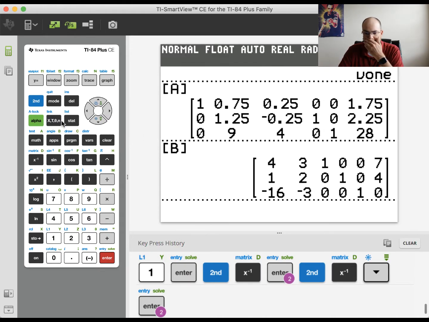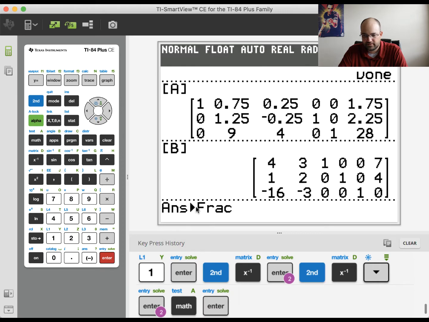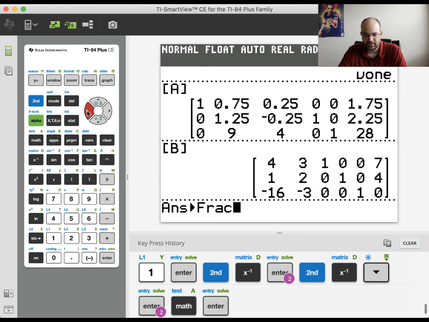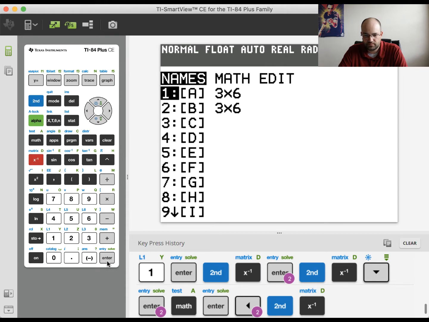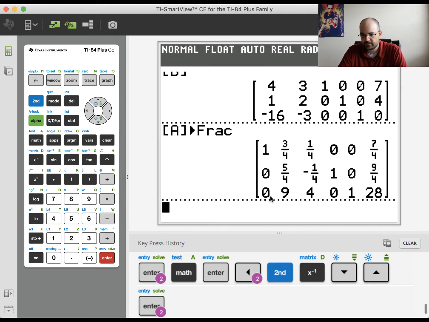Now, A has a bunch of decimals. I don't like seeing decimals, so if I press math and then enter, notice it says answer into a fraction. I don't want that. Instead of answer, I'm going to tell it to do it of the pivoted matrix here. There you go. So I have a 1 there, everything above and below is 0. And then everything else kind of changes.